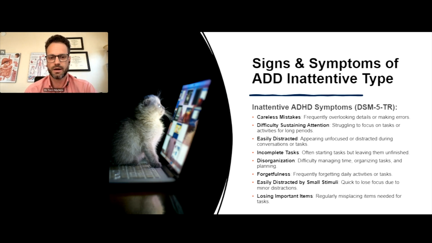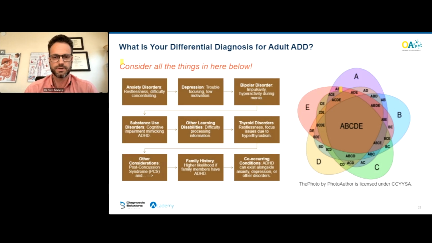Disorganized, so he probably has a pretty unclean living area and office space if he is going to work or working from home. Forgetting things, so maybe he forgets to show up to events with the family or appointments. And easily distracted by small stimuli, so if there's a lot of noise, or an open office floor plan, it's driving him bonkers. And then losing important items, so that's also a common thing.